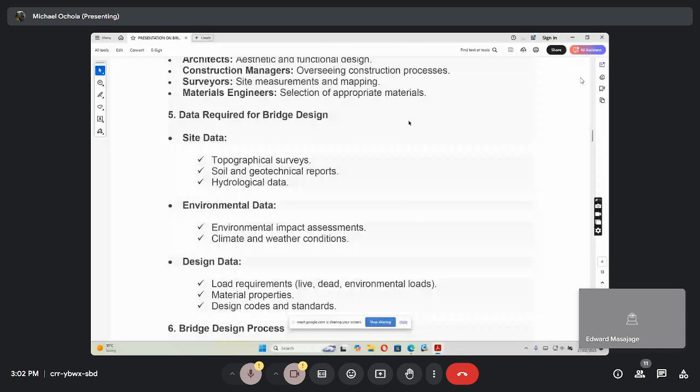For geotechnical, they have to do boring until you reach firm rock. For boring, normally you have to go until you reach firm rock, and that will guide you. Then the soil properties, every layer, must also be given to you. Normally the geotechnical companies interpret all of it for you, and then you, the modeler, use the data. Then I think environmental impact assessment and climate and weather conditions.